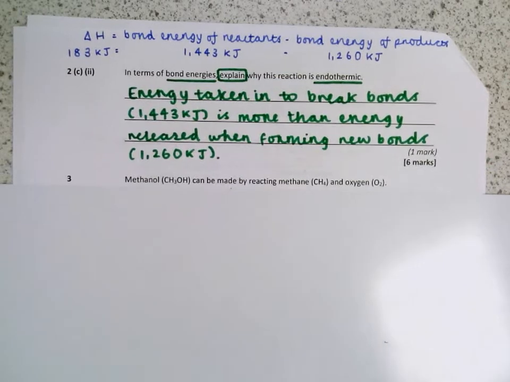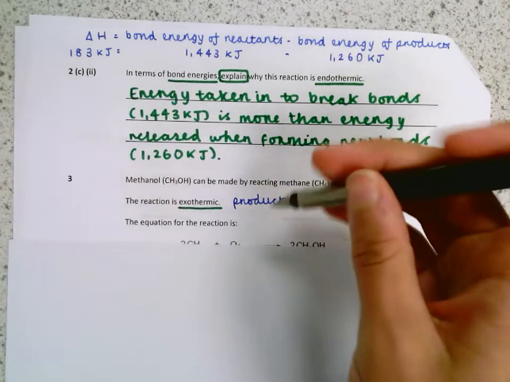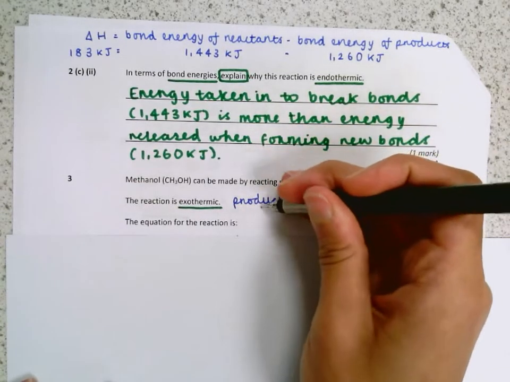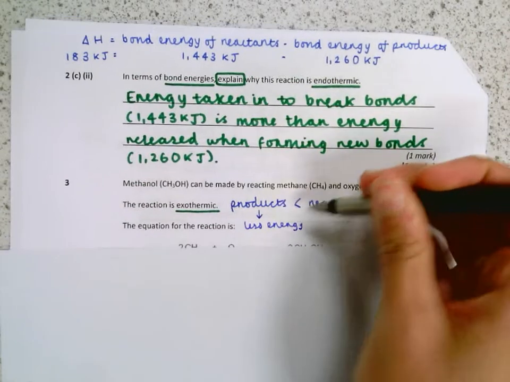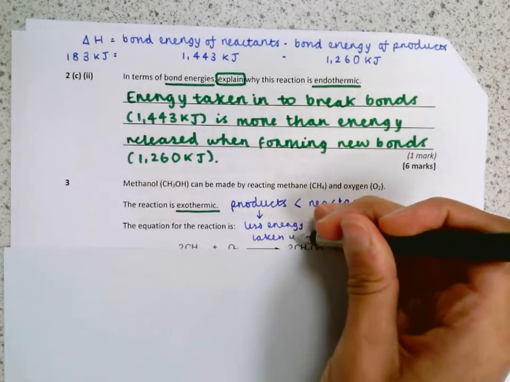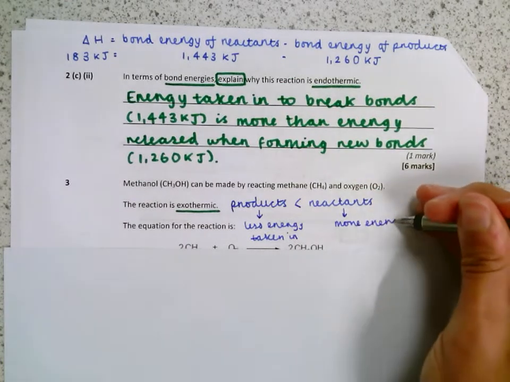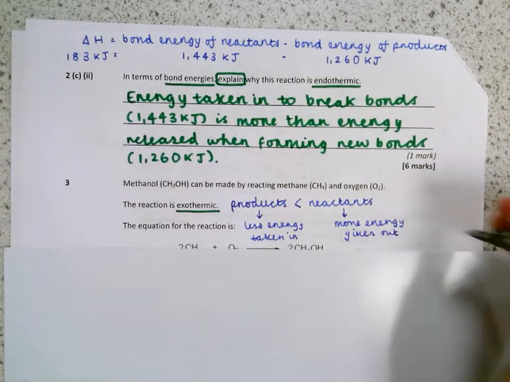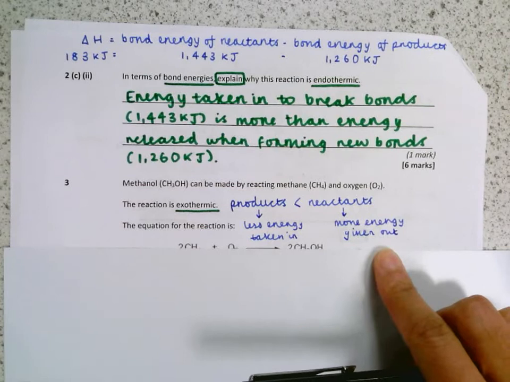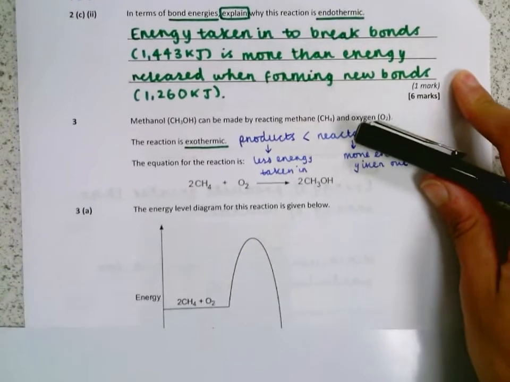Next question. Methanol can be made by reacting methane and oxygen. The reaction is exothermic. So that means that less energy is taken in than the energy given out to form new bonds. And we know given out energy, exothermic. The equation, the energy level diagram given below.